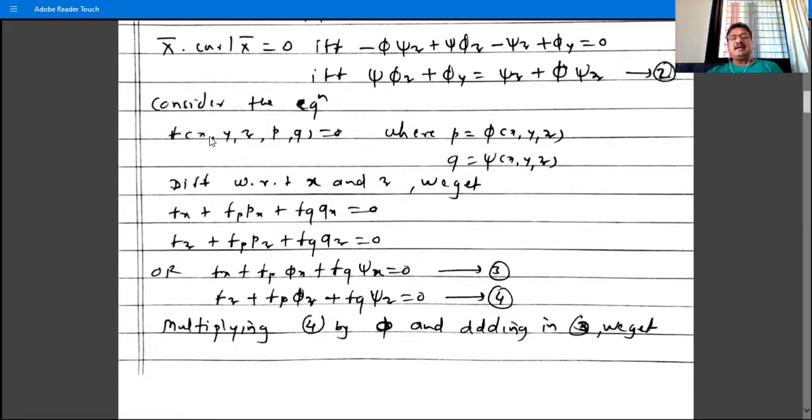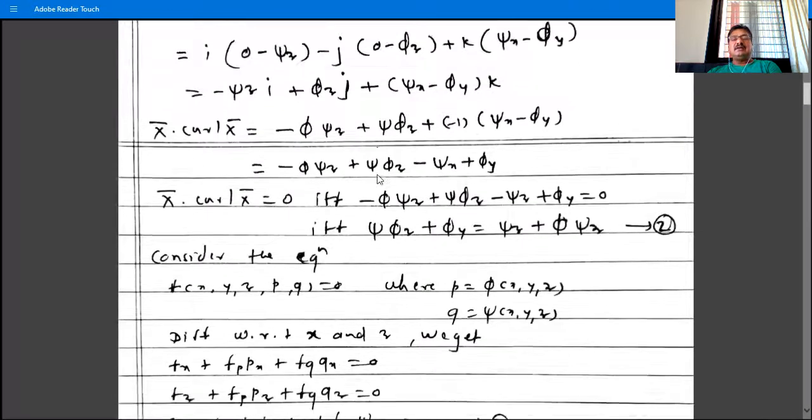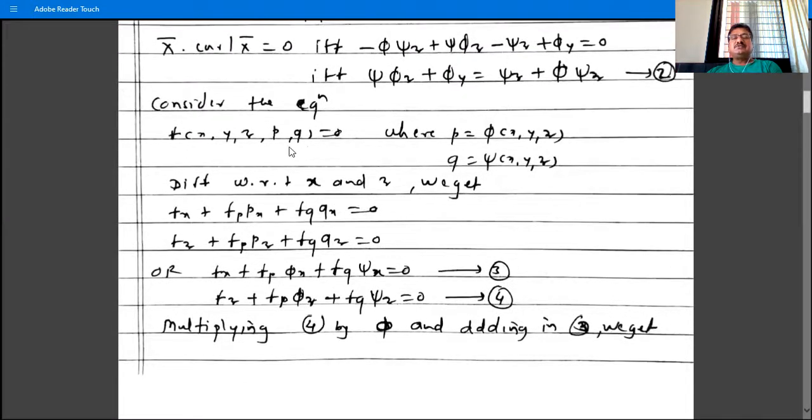Because x and y are independent variables. x, y, z, all three are independent variables. This p and q, in the previous topic, small p meant ∂z/∂x and small q meant ∂z/∂y. So here note that in the compatible system, small p and small q are not ∂z/∂x and ∂z/∂y.